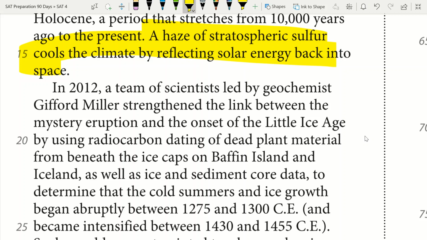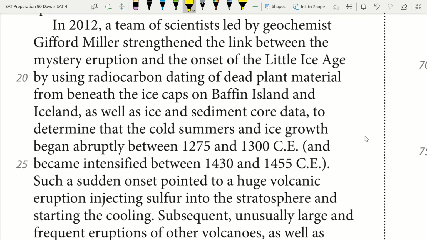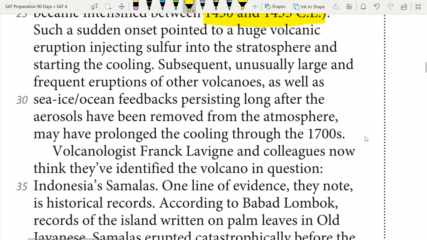In 2012, a team of scientists led by geochemist Gifford Miller strengthened the link between the mystery eruption and the onset of the Little Ice Age by using radiocarbon dating of dead plant material from beneath ice caps on Baffin Island, Iceland, as well as ice and sediment core data to determine that the cold summers and ice growth began abruptly between 1275 and 1300 CE and became intensified between 1430 and 1445 CE. Such a sudden onset pointed to a huge volcanic eruption, injecting sulfur into the stratosphere and starting the cooling.